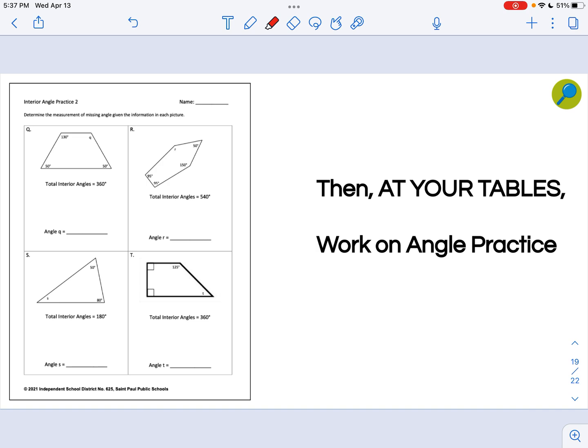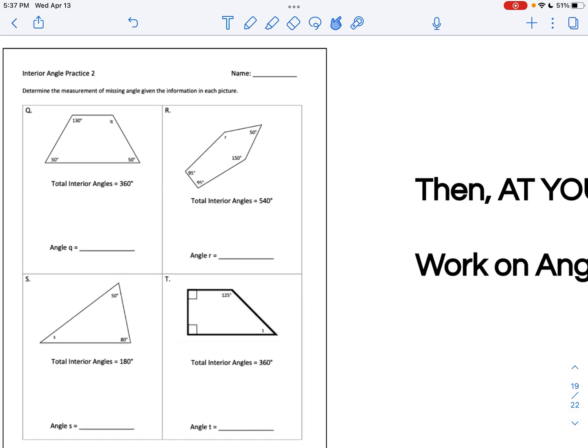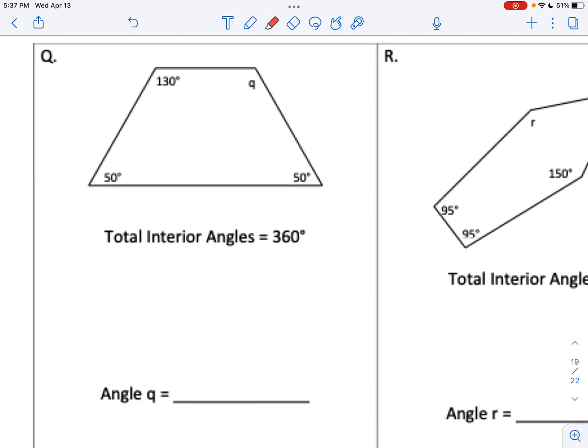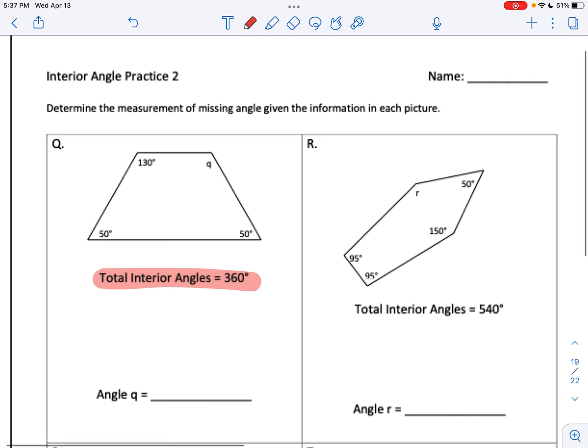All right, your assignment in class. At your tables, you are not allowed to move seats. At your tables, you're going to work on this angle practice sheet, right? I wrote what the total interior angles are. That may or may not be right. So you can decide if you're going to use the formula n minus 2 times 180 or make it be triangles. Either one is fine.